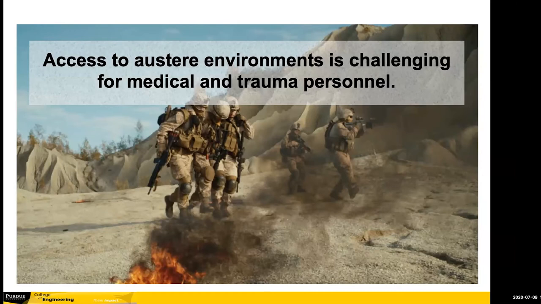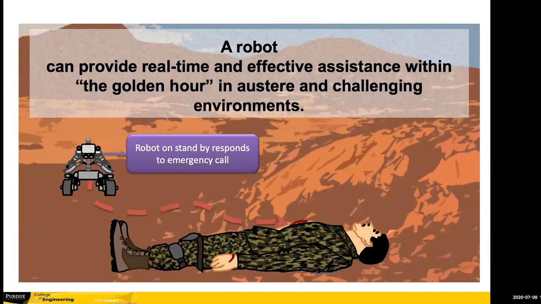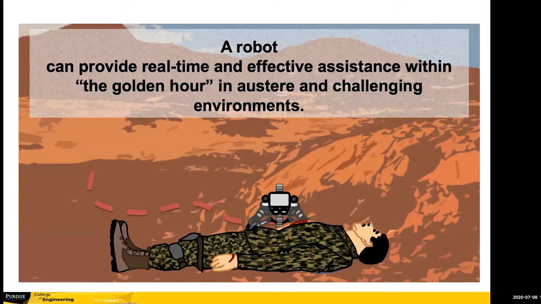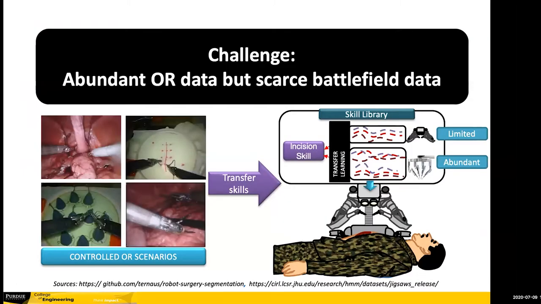But sometimes you don't have the personnel that you need. The vision that we have is to have this mobile robot that can go right away to the injury. The casualty doesn't really have to be on the field. You can think of the casualty being inside a vehicle. Of course, that is most likely to happen in a safe area, but being able to treat the patient within the golden hour.